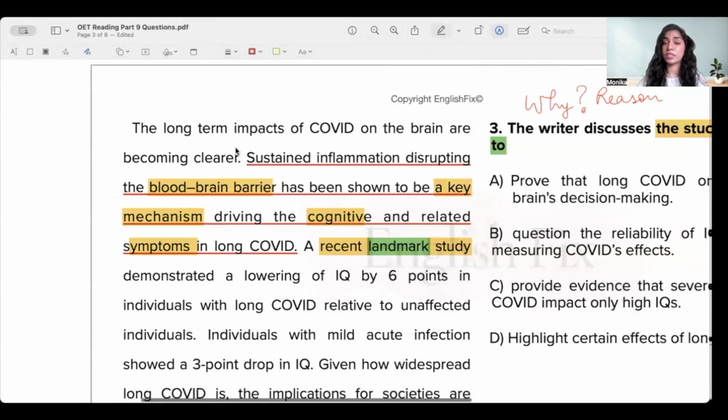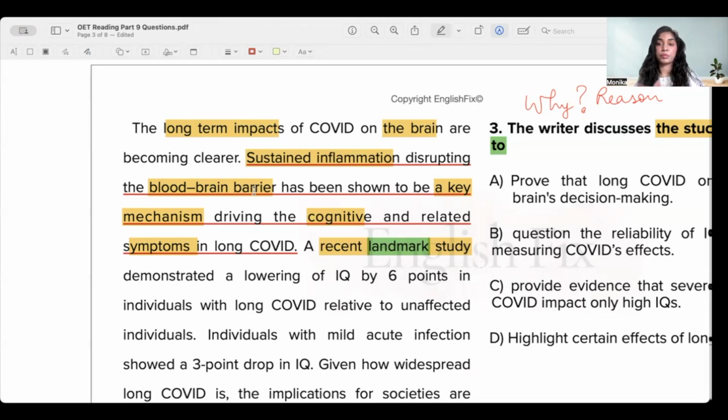Okay, what do I see before it? That the long-term impacts of COVID on the brain, they're saying the same thing, are becoming clearer, right? And what are these long-term impacts that they're talking about? Sustained inflammation is one of the long-term COVID impacts, which is actually affecting the blood-brain barrier. Now, here it has been shown to be a key mechanism in driving these symptoms.